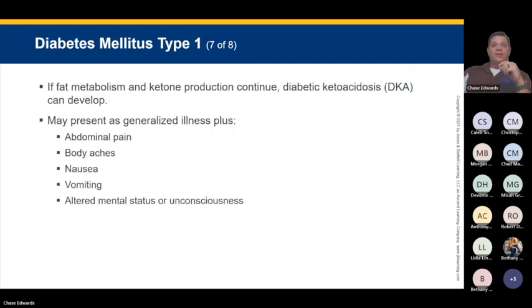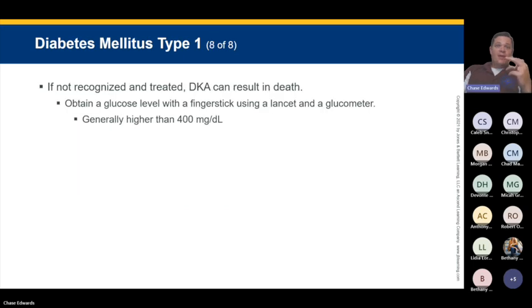Okay. So fat metabolism and ketone production can continue into a life-threatening illness called diabetic ketoacidosis, or DKA. DKA may present as generalized illness along with abdominal pain, body aches, nausea, vomiting, and altered mental status if it's severe. If it's not recognized rapidly or treated, then DKA can result in death.